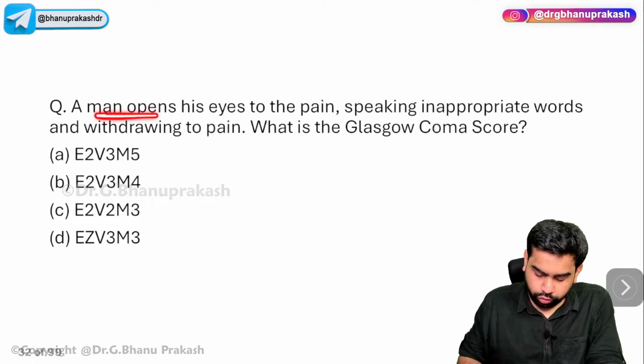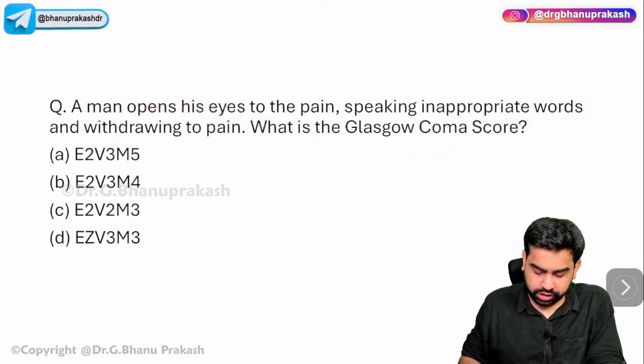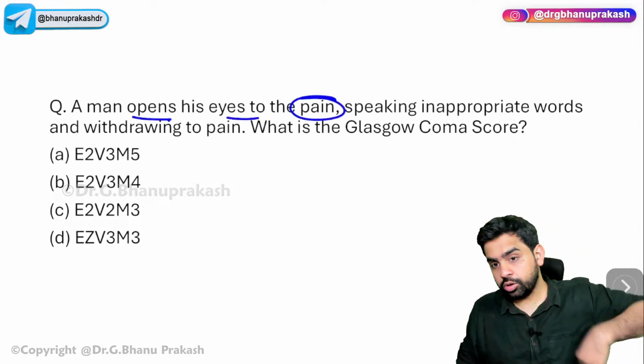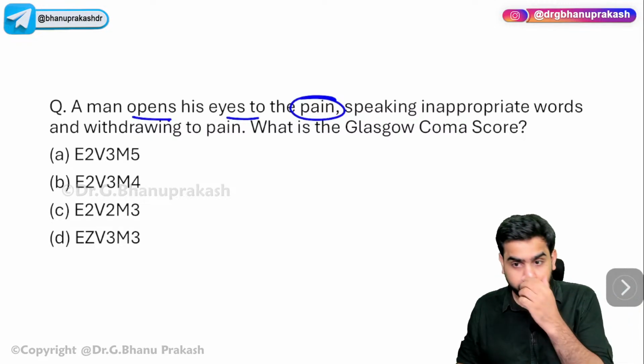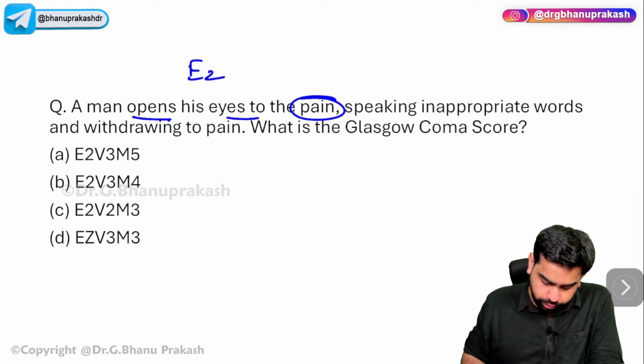Now, a man opens his eyes to pain, speaks inappropriate words, and withdraws to pain. What is the GCS? Okay, so let's calculate it together. If there is a patient who is opening his eyes to pain, what is the eye opening response of this particular patient? The eye opening response of this patient is E2. Okay, then fine.